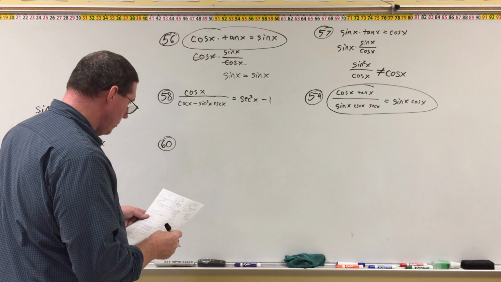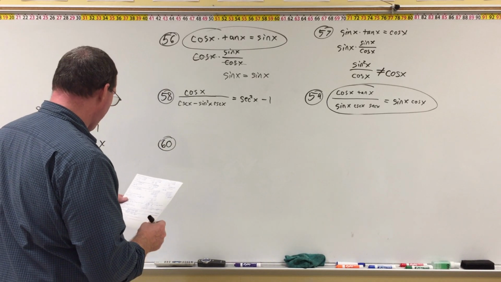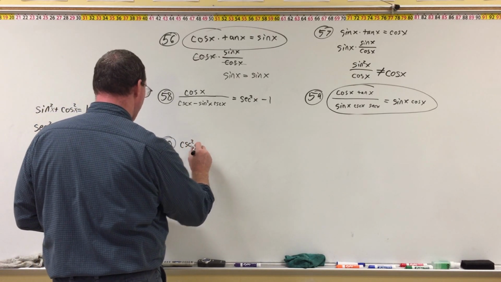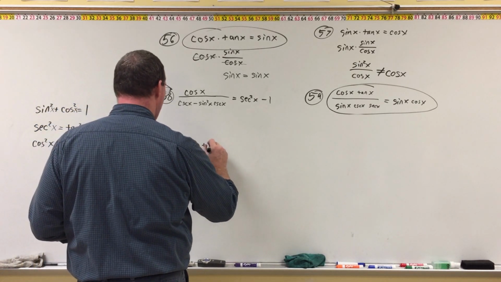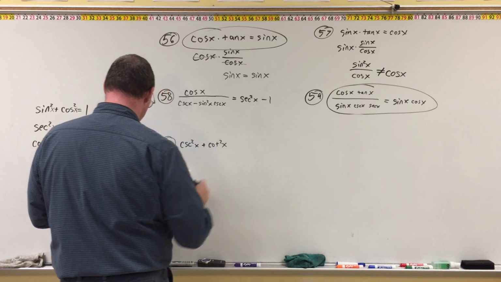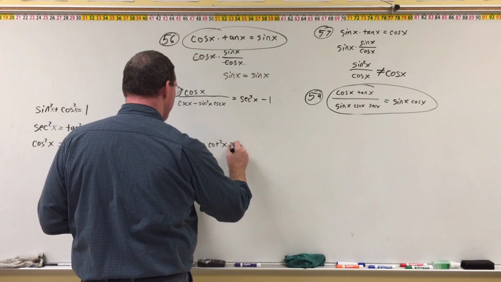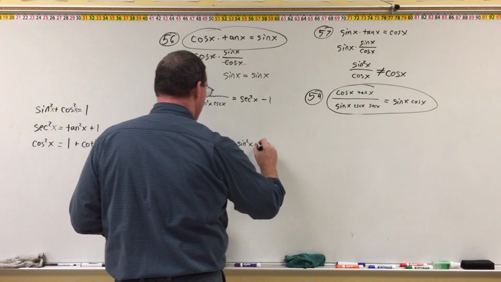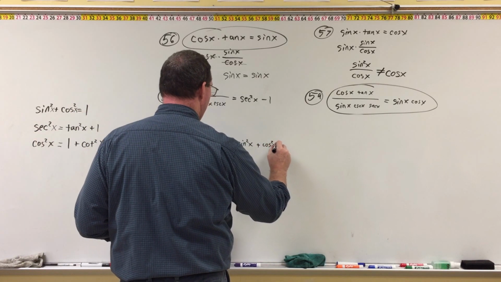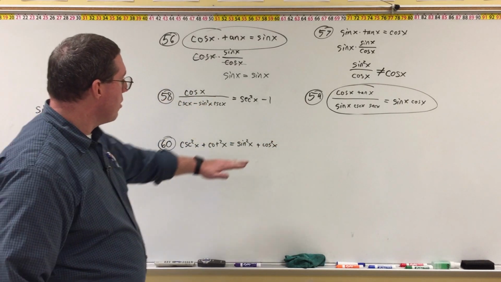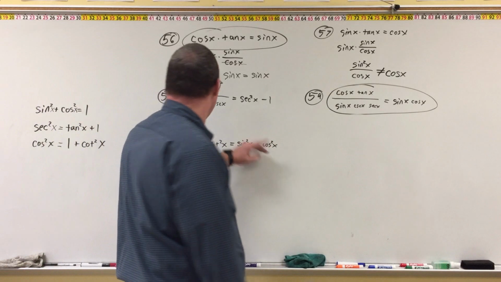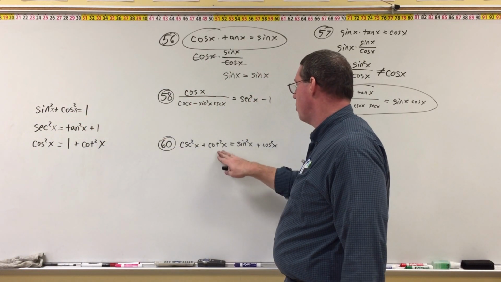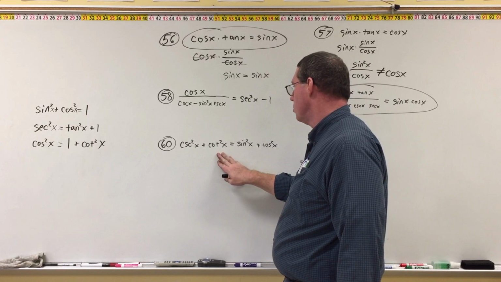Okay? And in 60, we have cosecant squared of x plus cotangent squared of x is equal to sine squared of x plus cosine squared of x. Now, we know that sine squared of x plus cosine squared of x is equal to 1. So we want to see if cosecant squared of x plus cotangent squared of x is equal to 1.